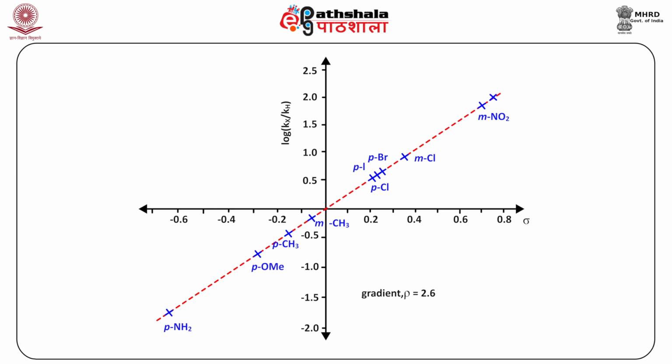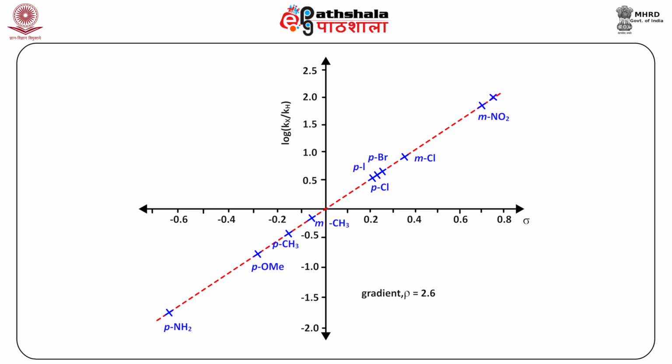If sigma is negative, then K is less than K naught, or to say capital K is less than capital K naught. If rho is negative, thus for reactions in which rates or equilibria are hindered by electron withdrawing groups, rho becomes negative, or let us say alternatively reactions for which rho is negative are hindered by electron withdrawing groups. By similar arguments, it can be shown that reactions with a positive rho are hindered by electron releasing groups, where sigma is negative, and those with a negative rho are facilitated.